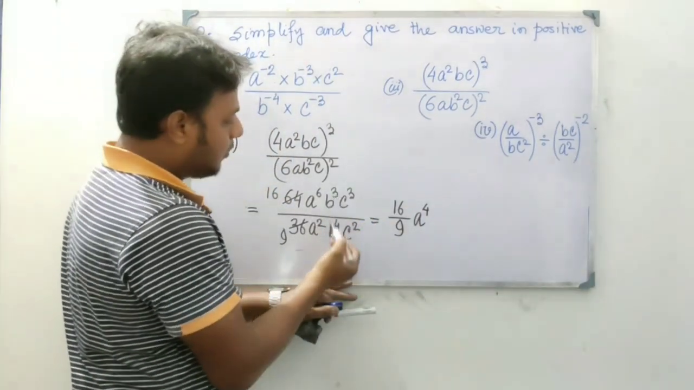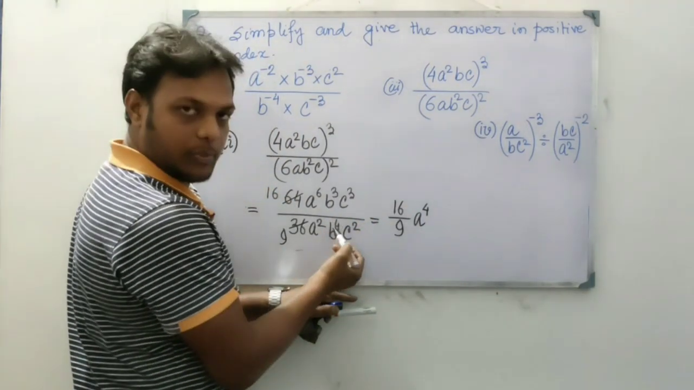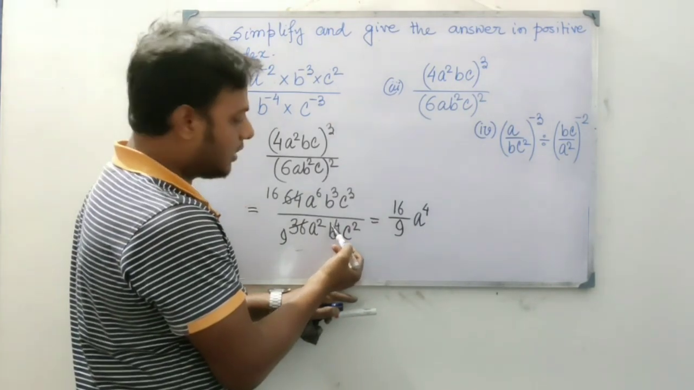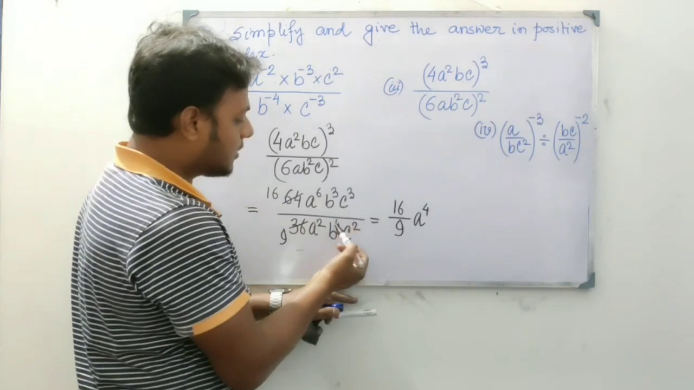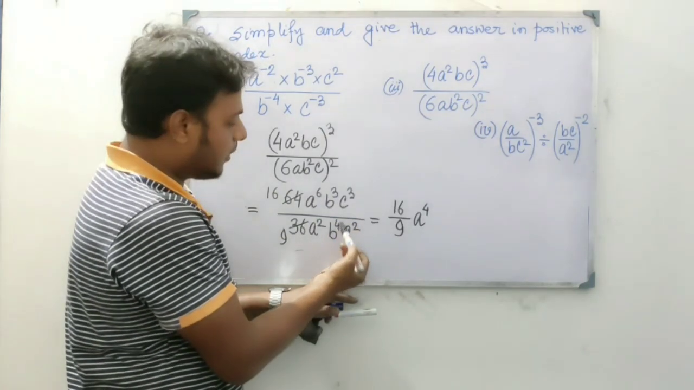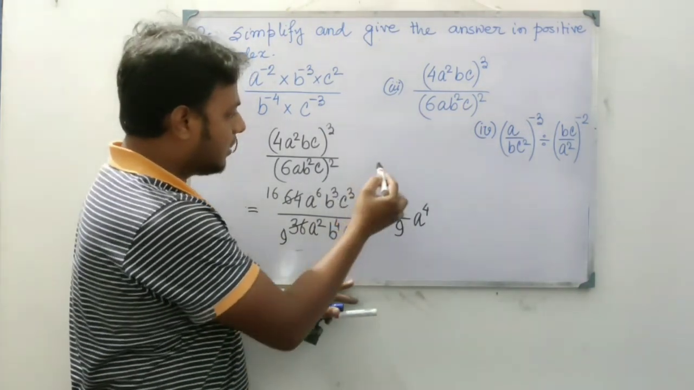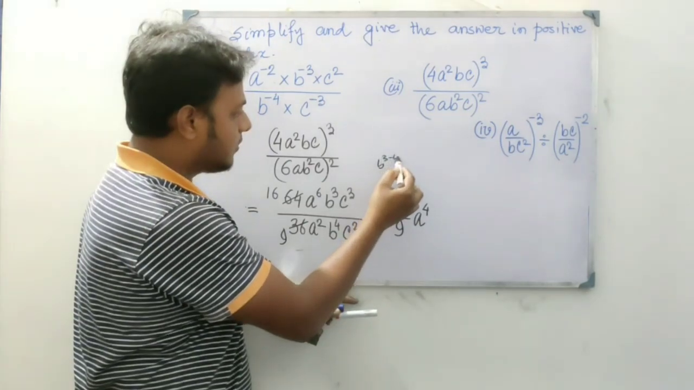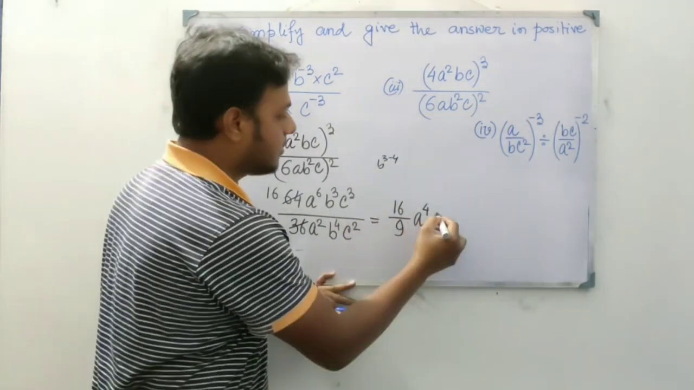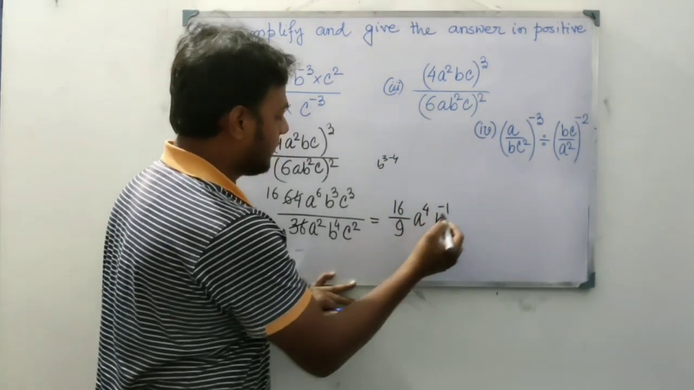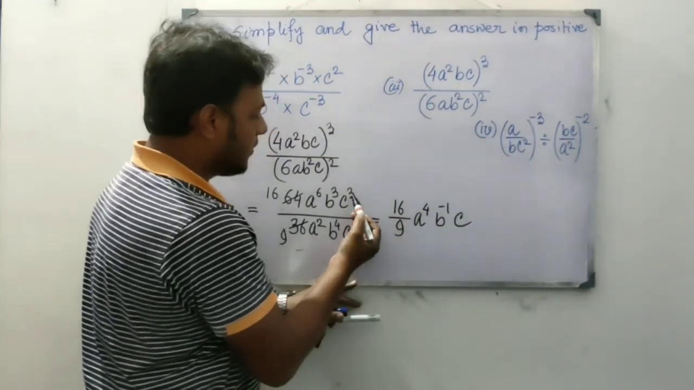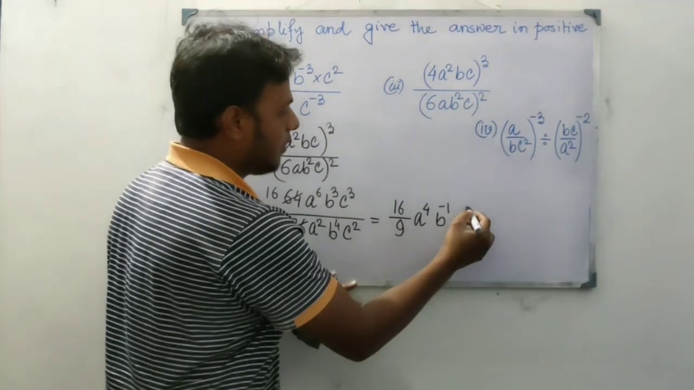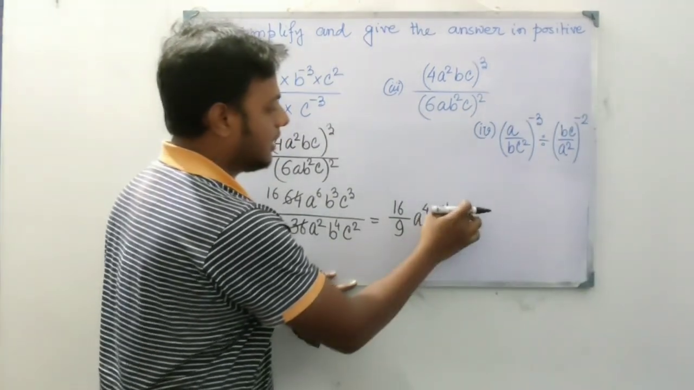Next, b cube and b to the power 4. Also the bases are the same, so we can use the law of indices. So it will become b to the power 3 minus 4. In the case of division, we have to subtract the power. So 3 minus 4 means minus 1. So this is b to the power minus 1. I am solving directly, okay? And it will be c to the power 3 minus 2. That means 1, and 1 means we can keep it as c.